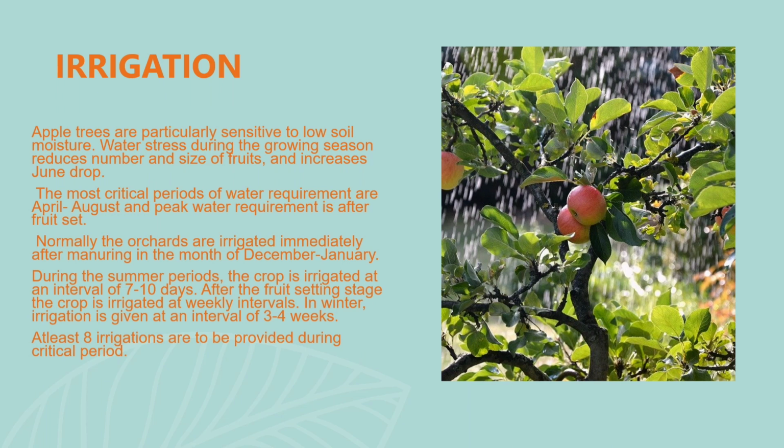During the summer periods, the crop is irrigated at an interval of 7 to 10 days. After the fruit setting stage, the crop is irrigated at weekly intervals. In winter, irrigation is given at an interval of 3 to 4 weeks. At least 8 irrigations are to be provided during critical periods.